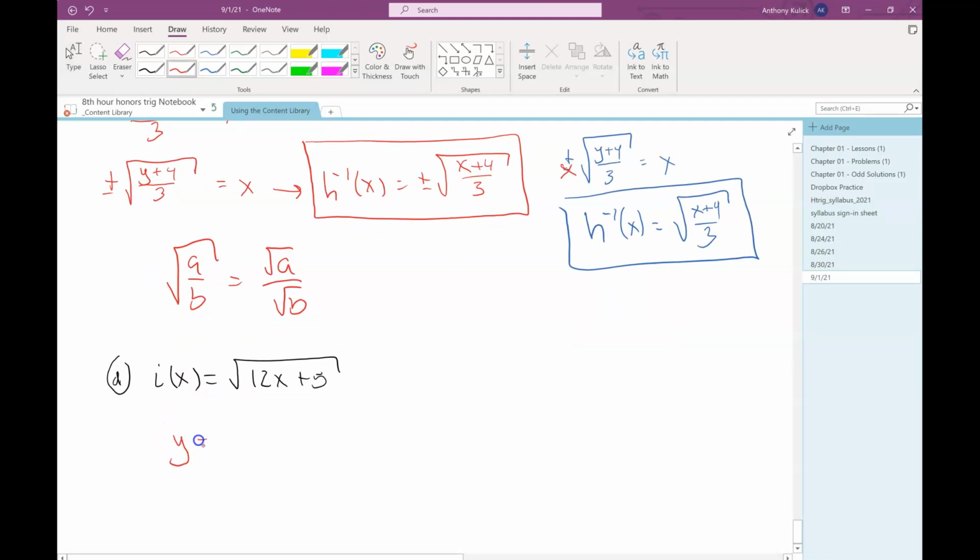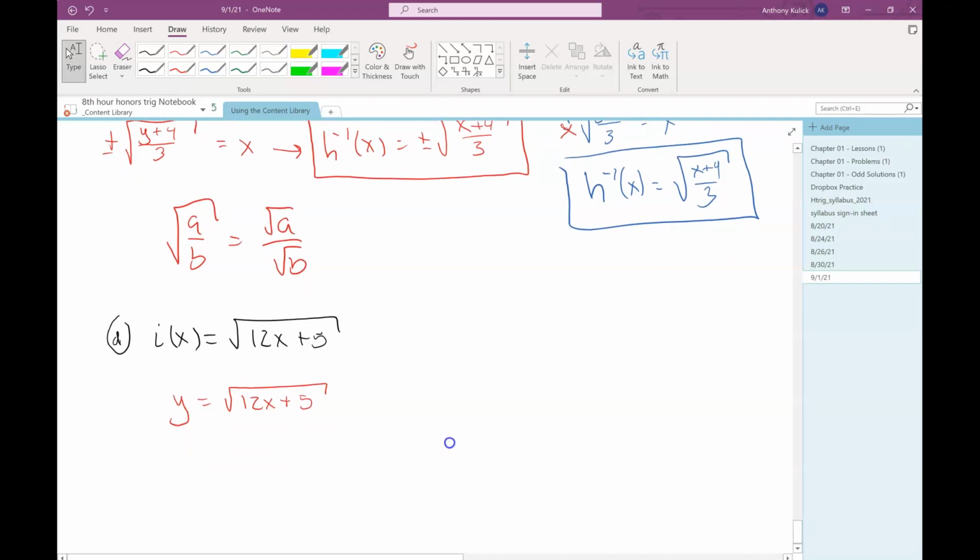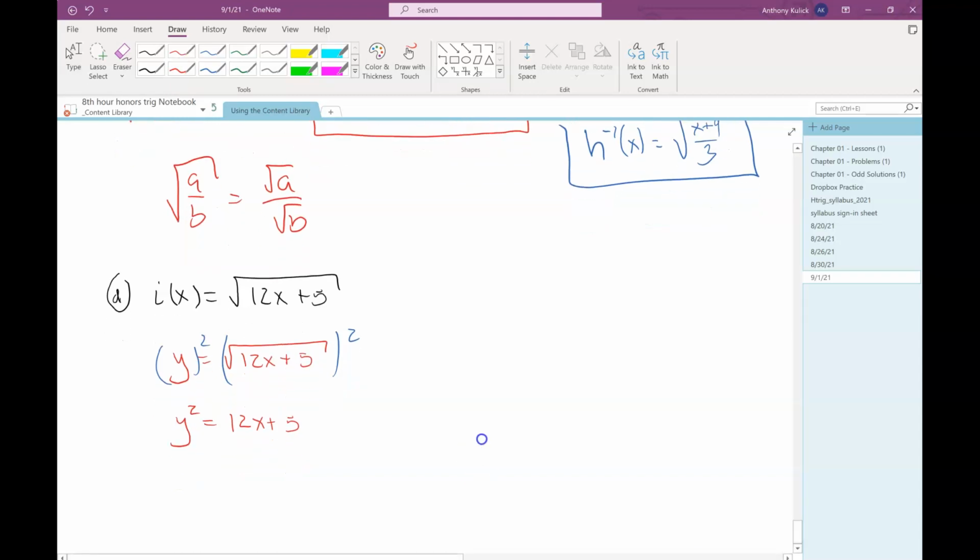So start by writing it as y equals. Now we want to get the x by itself. To get the x by itself, the first thing I should do is, what do you guys think? Square both sides. I agree. So it's going to be y squared equals 12x plus 5. Maybe I'll write it on this step. Okay. And then from there, what do we do? Subtract 5 and divide by 12. I'm going to do that all in the same step. Are you guys cool with that?